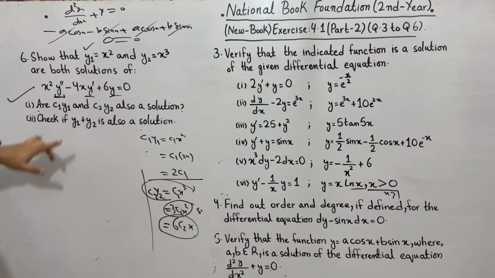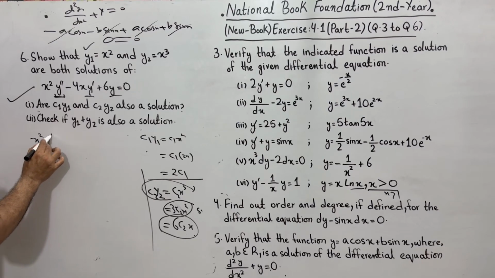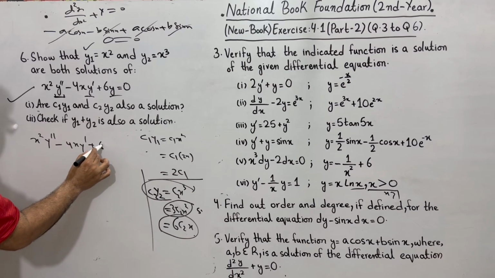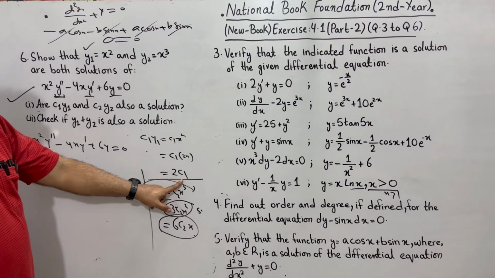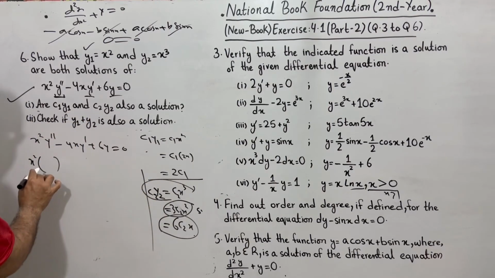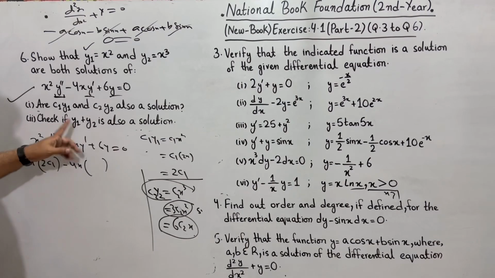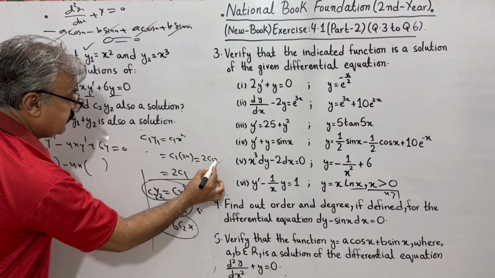Putting again in this, let's see what we are going to have. x square y double dash minus 4x y dash, the first derivative, plus 6 times y is equal to 0. Taking these two, we have x square times the double derivative of this function, C1 times y1, that is 2C1, minus 4x times y dash, the single derivative, that is 2C1 x.